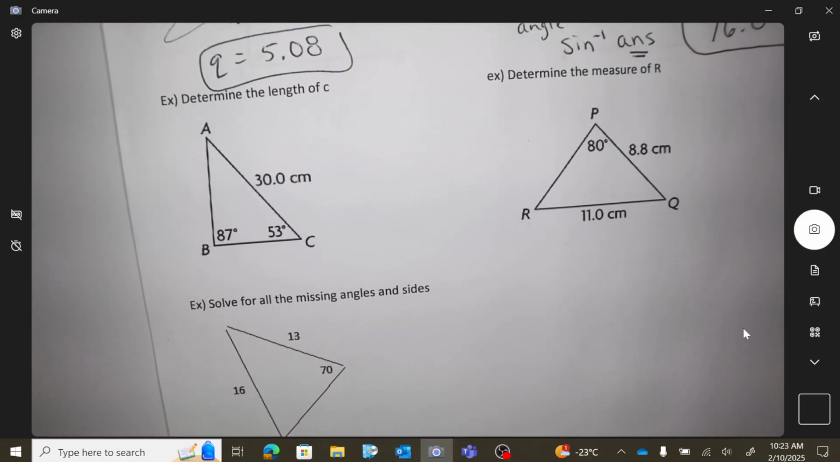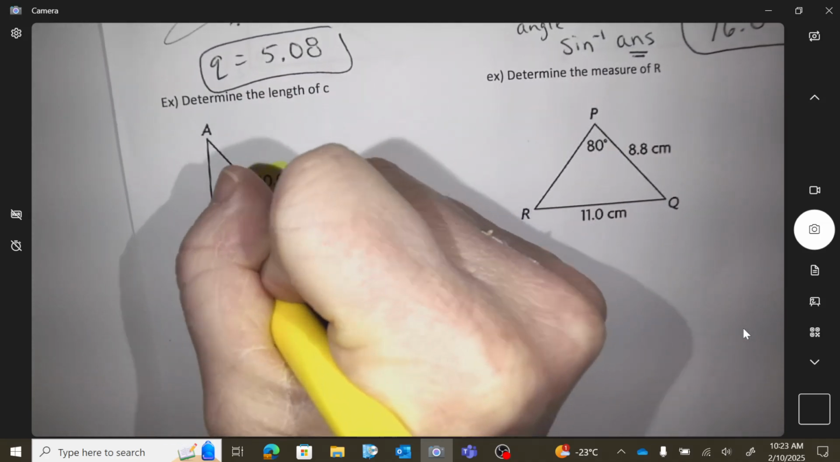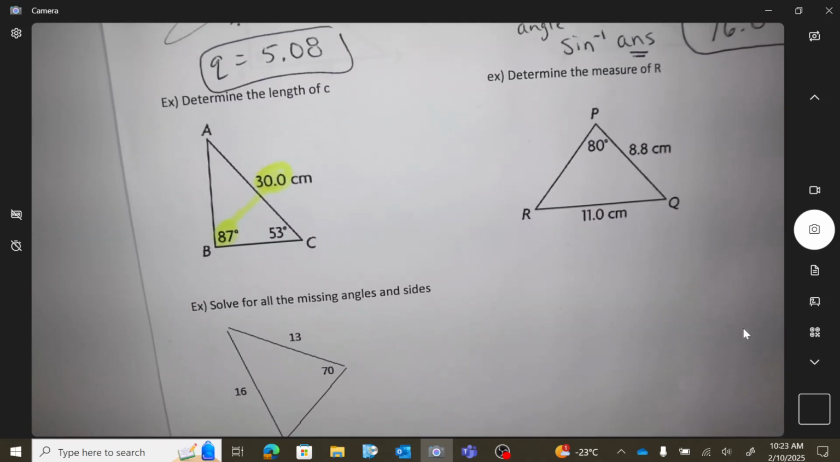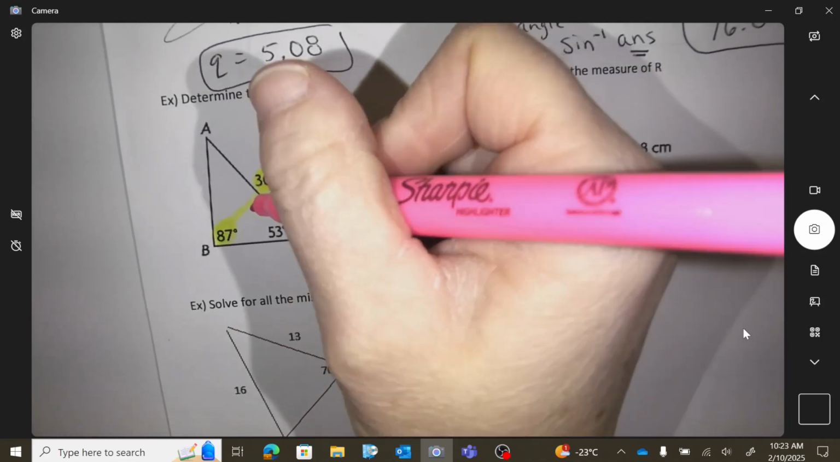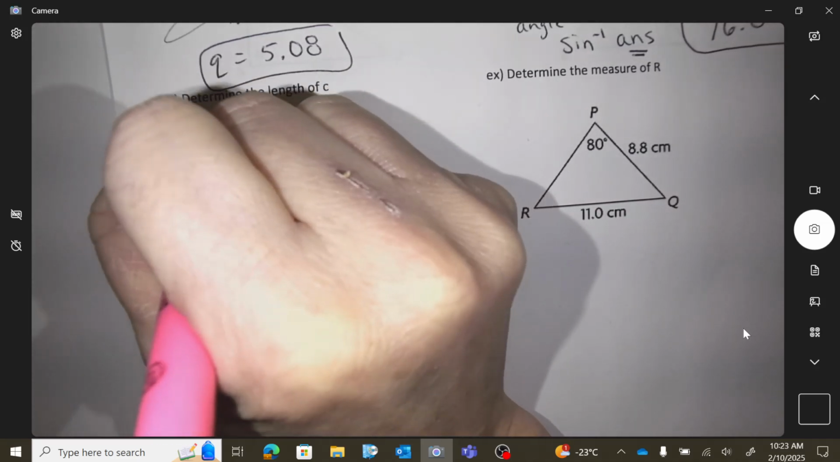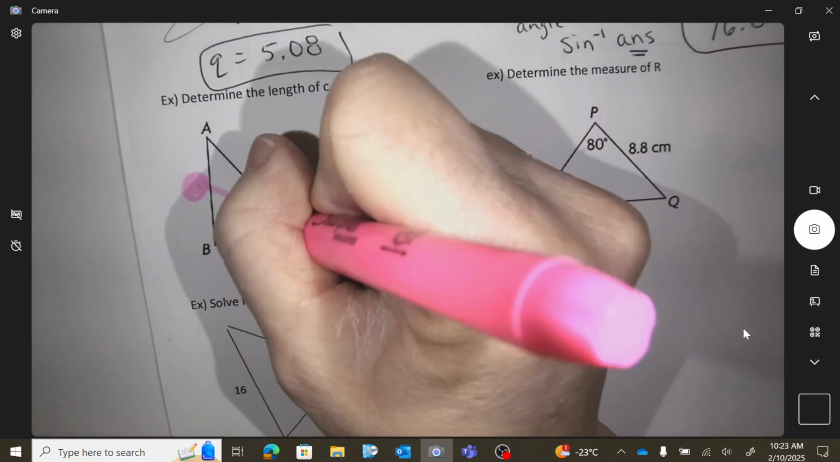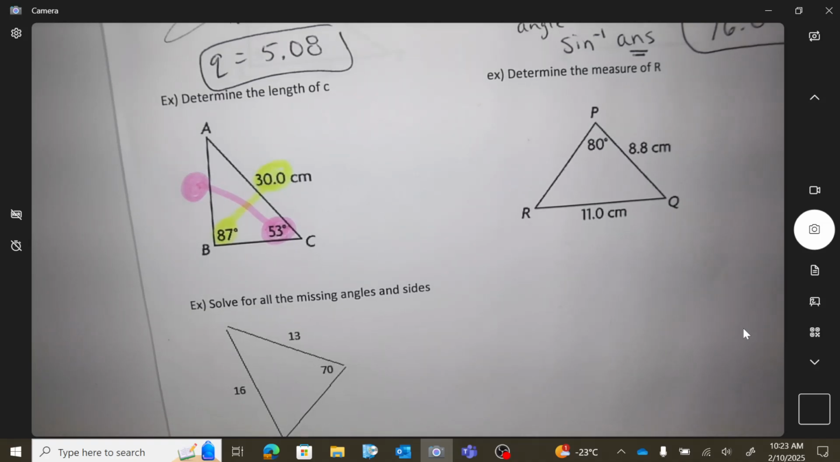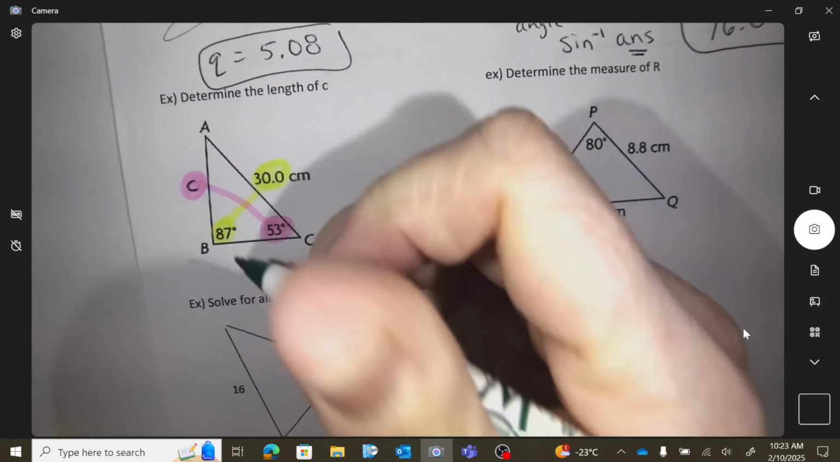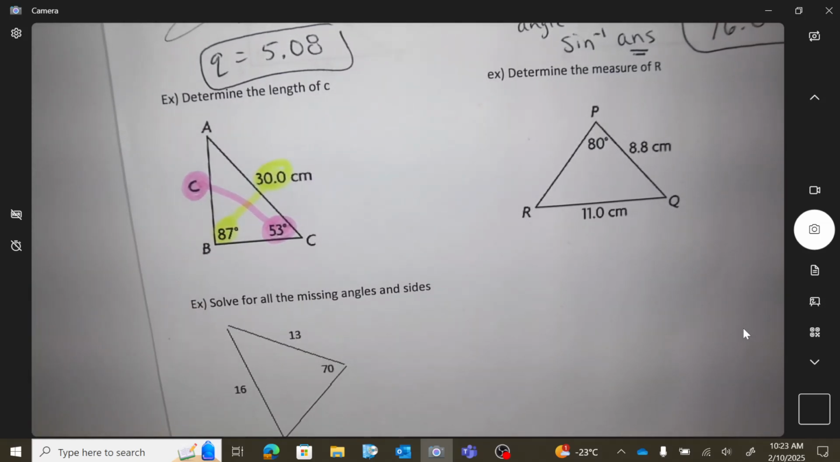Here's what I'm going to do. I'm going to look for connectors. These are called pairs with each other. Why are they pairs? Because they are a side and an angle opposite each other. Does that make sense? That's a pair. Then I'm going to do this with that. That's another pair. The question says figure out the side C. So side C is where? Across angle C.